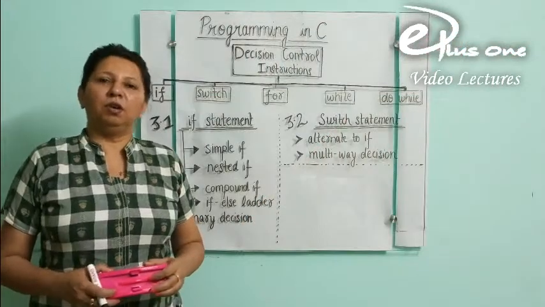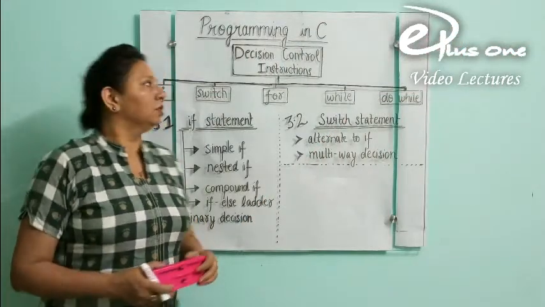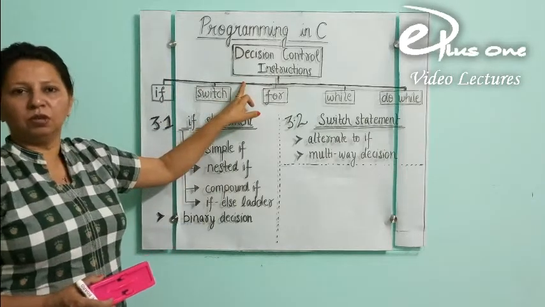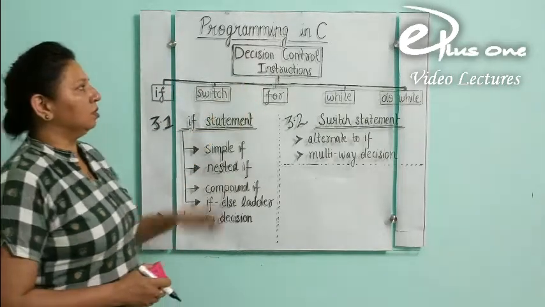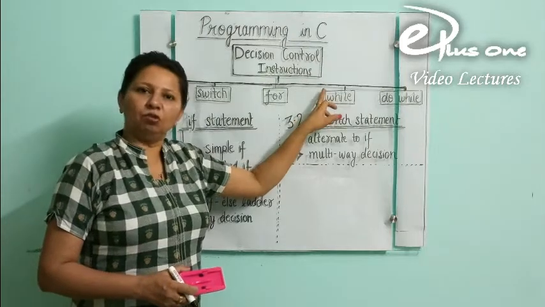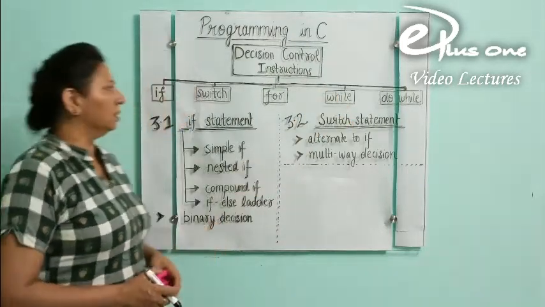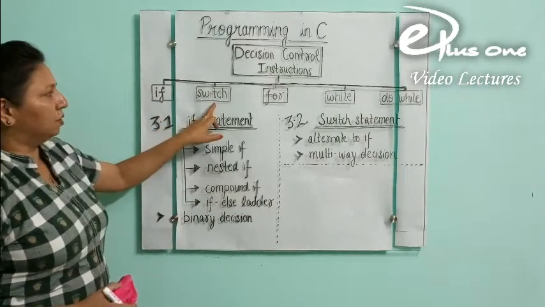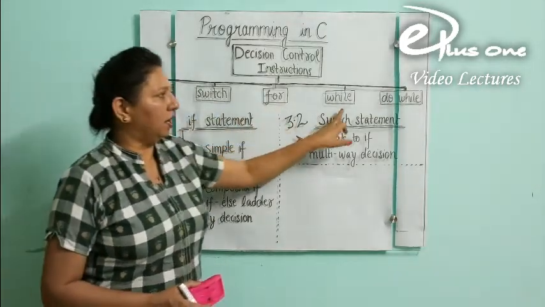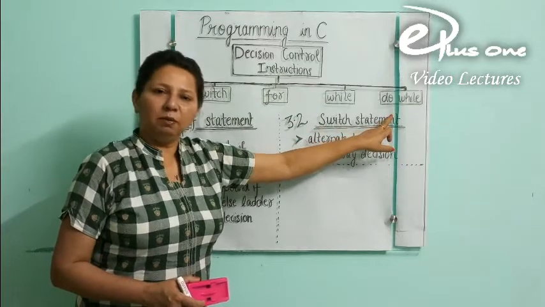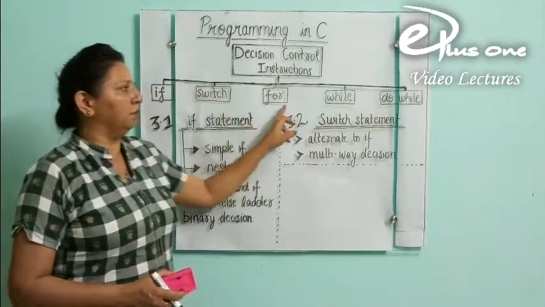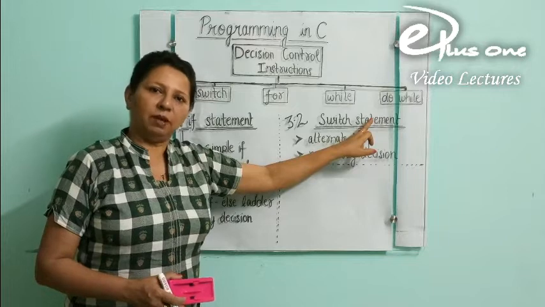Guys, we are moving on to chapter number 3, that is decision control statements or decision control instructions. These instructions control the flow of execution of your program. Now there are 5 types of decision control instructions. They are if, switch, for, while, and do while. We'll be talking about all the 5 types of instructions or statements one by one.